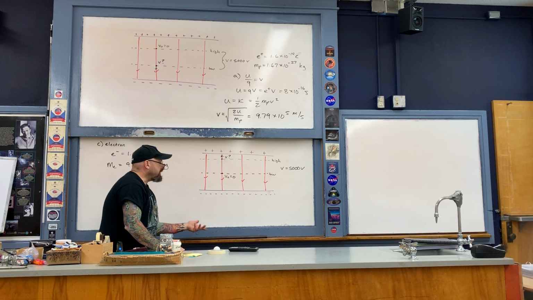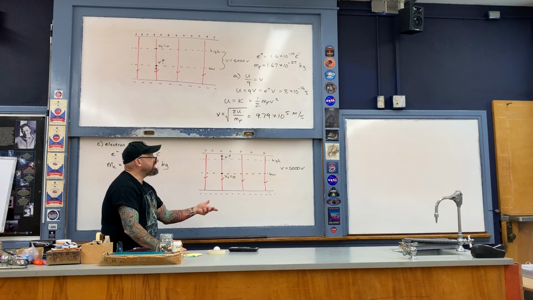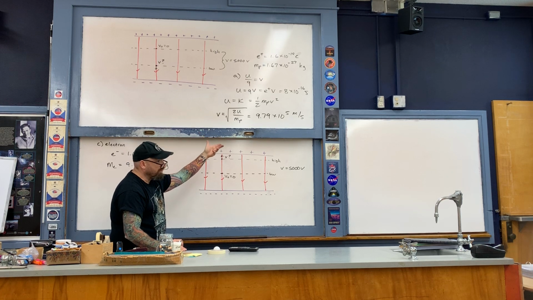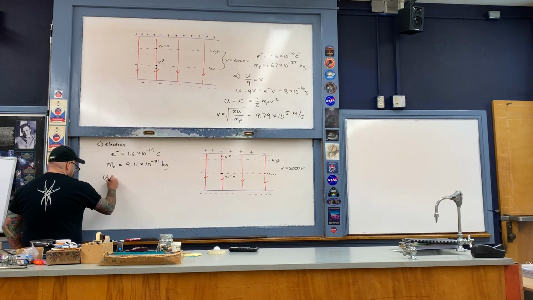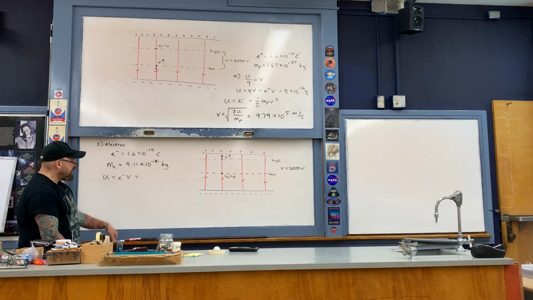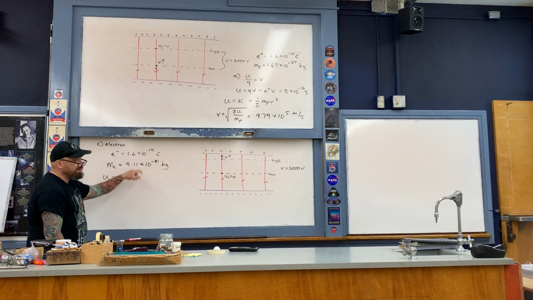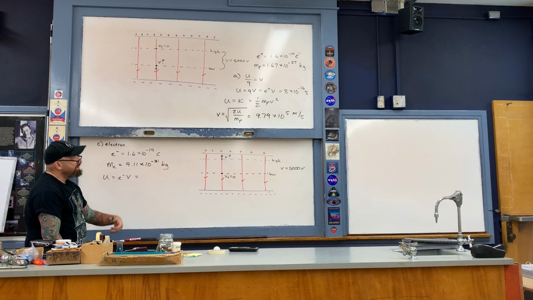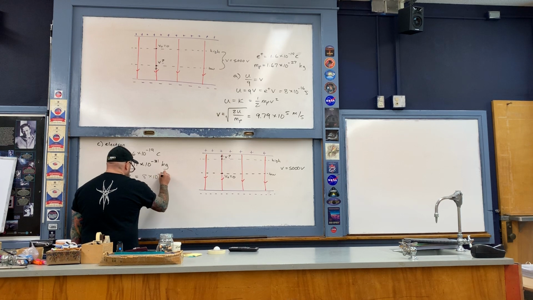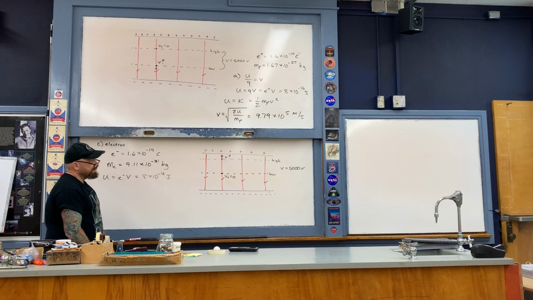Okay, the initial potential energy of the electron is going to be the same formula as it was up on the top board for part A earlier for the proton. In this case, the potential energy is going to be the charge of the electron multiplied by the potential difference. But the charge of the electron is the same numerical value as it is for the proton, so therefore the potential energy is the same number, 8 times 10 to the minus 16 joules.